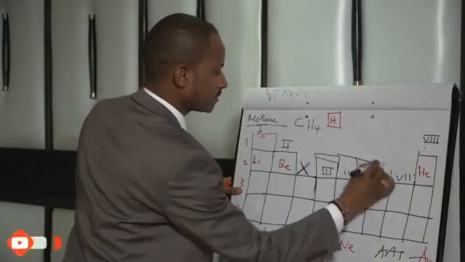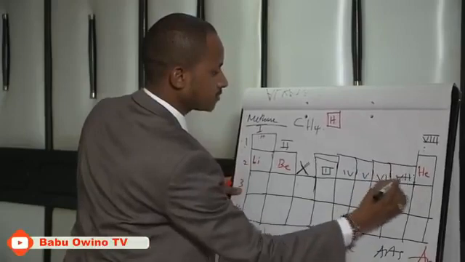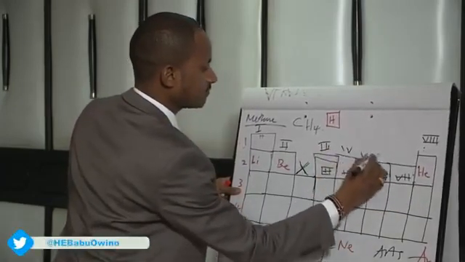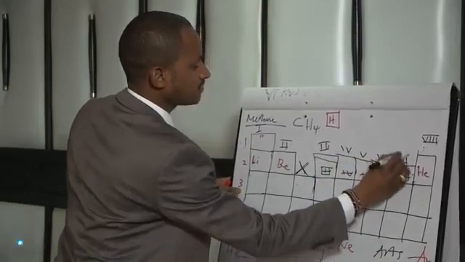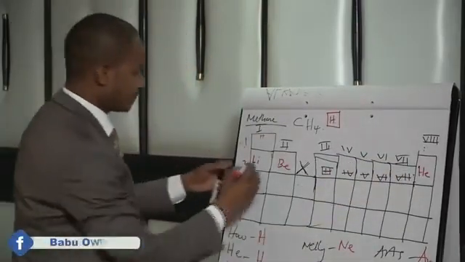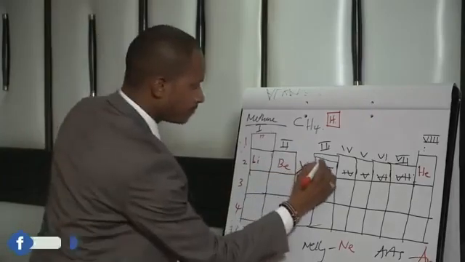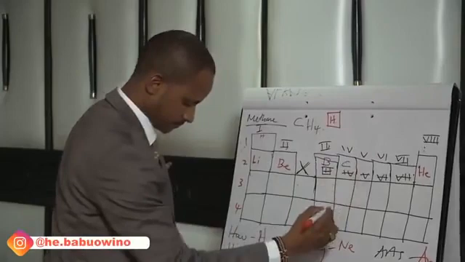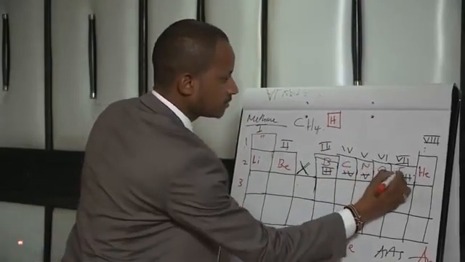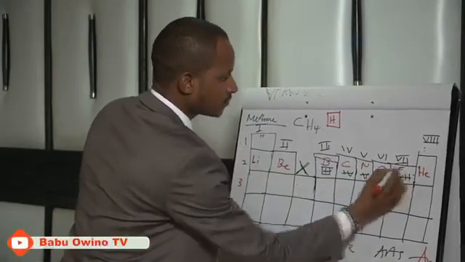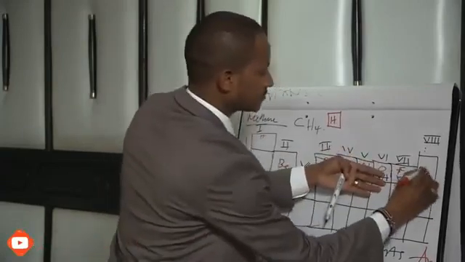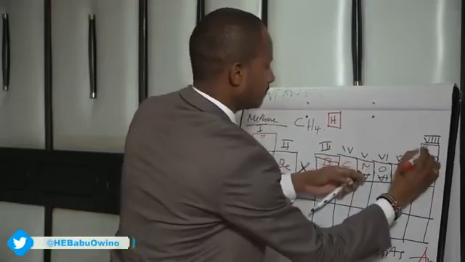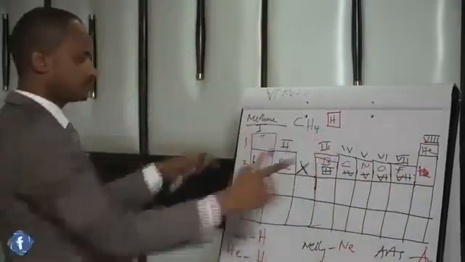Group 3, group 4, group 5, group 6, group 7. Lithium, beryllium, boron, carbon, nitrogen, oxygen, fluorine. Then helium is way up. Sorry, that's helium. It goes with this.